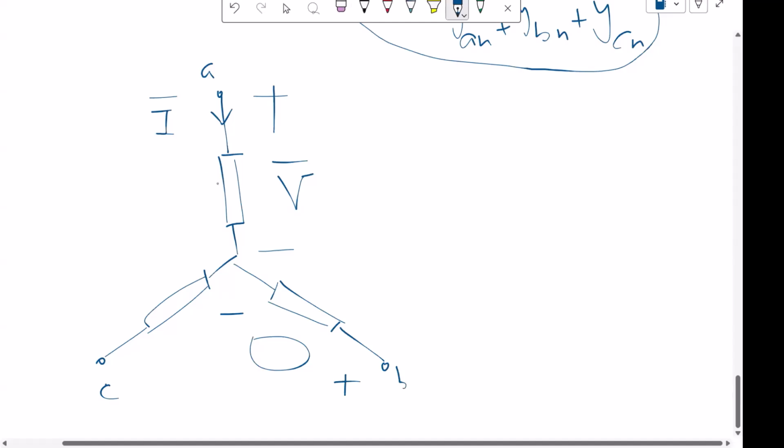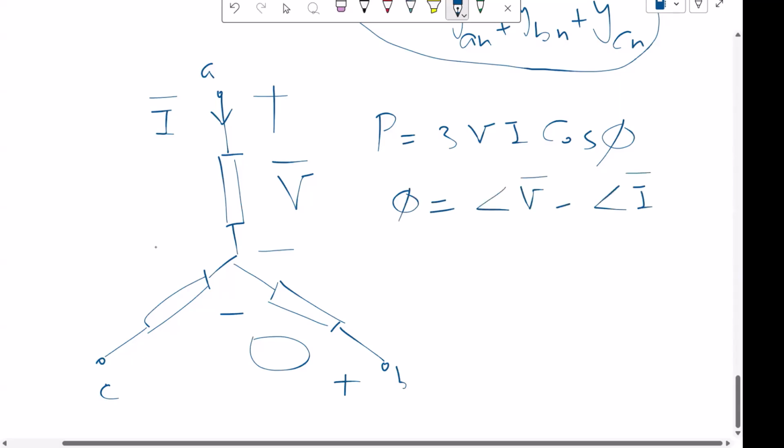So if you just consider the V and I in the A phase, then your P, or active power, would be 3 times V times I times the cosine of phi, where phi is the angle of voltage minus the angle of current in that phase. V is just the magnitude of V bar.